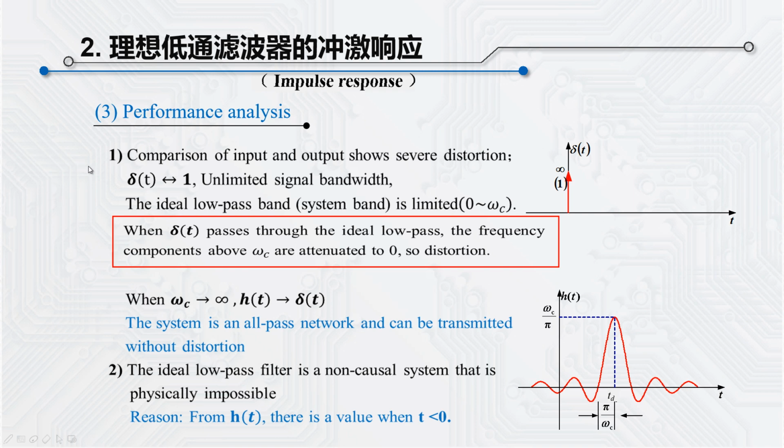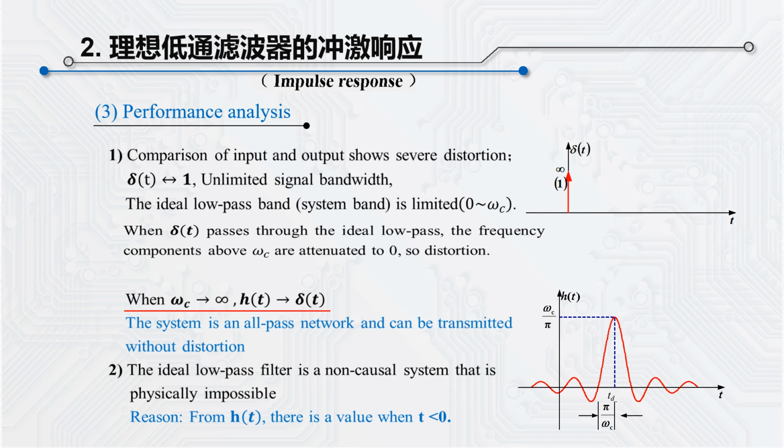The passband of the ideal low-pass filter is from 0 to omega c. When delta t enters the ideal low-pass filter, the frequency components above omega c are filtered out. So its spectrum is distorted, and its time domain signal will also be distorted.